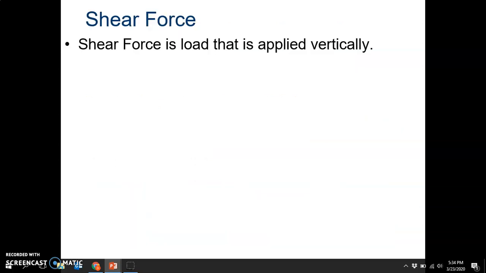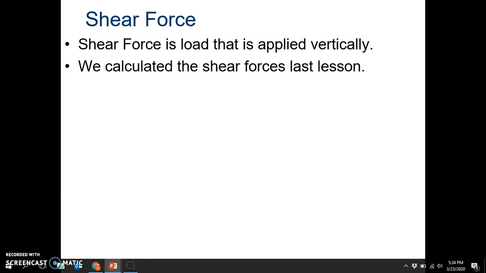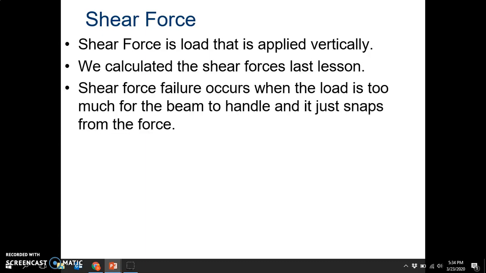So shear force, let's talk about that a little bit further. Shear force is load that is applied vertically, straight up and down. We calculated shear force last lesson, so you are familiar with shear force. Shear force is the load being applied down, and then the reactionary force going back up. Both of those are shear force. Shear force failure occurs when the load is just too much for the beam to handle and just snaps.